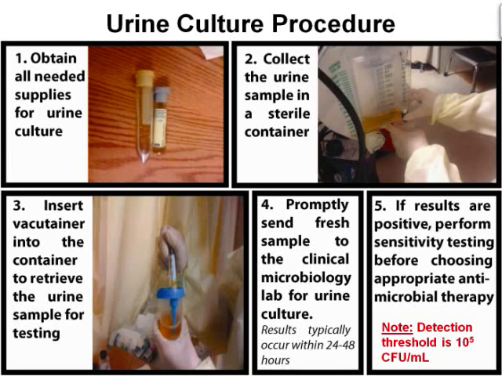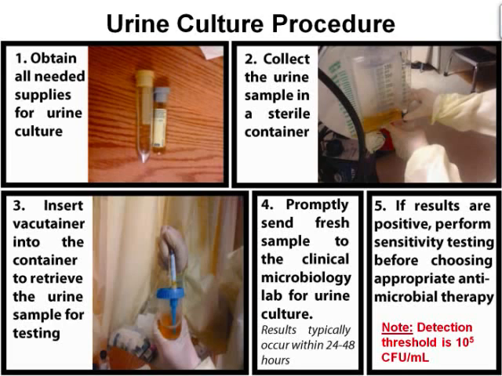Before sample collection begins, all necessary supplies must be obtained. For example, sterile collection container and vacutainer. Urine is collected in the sterile container. For patients without bladder catheters, a midstream clean catch should be performed.